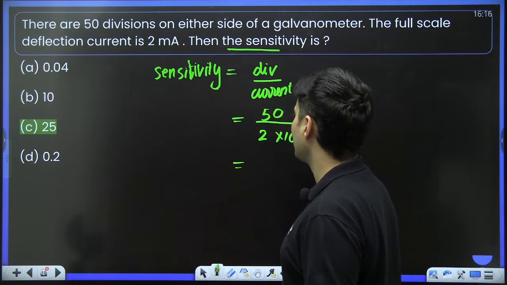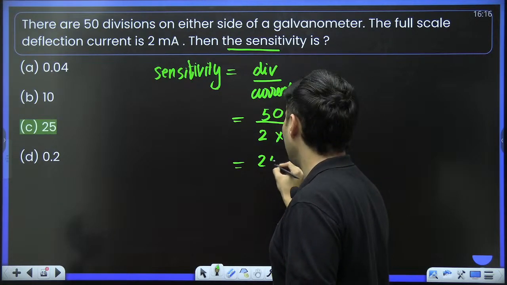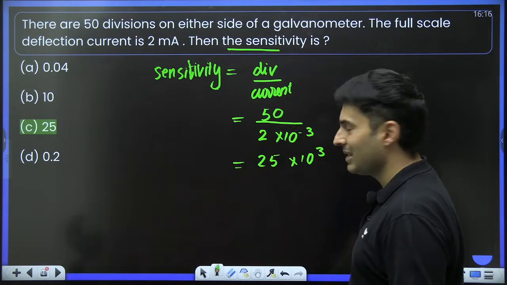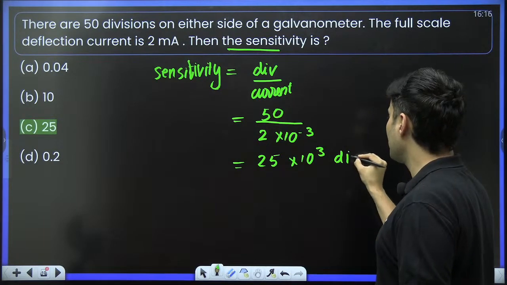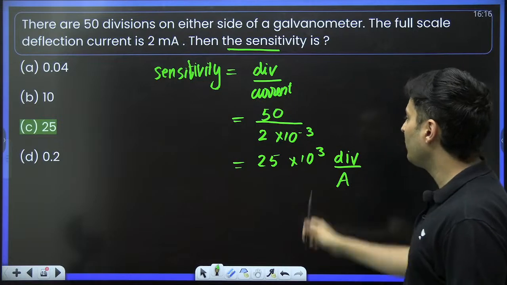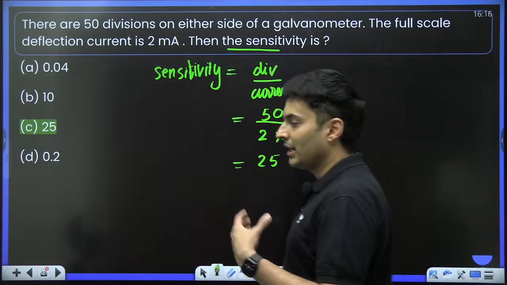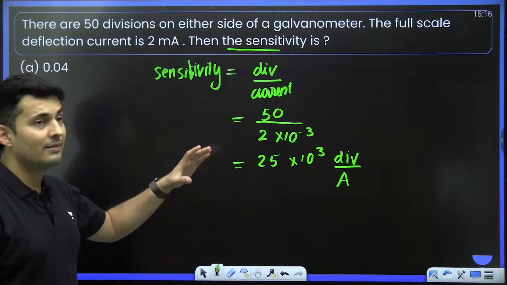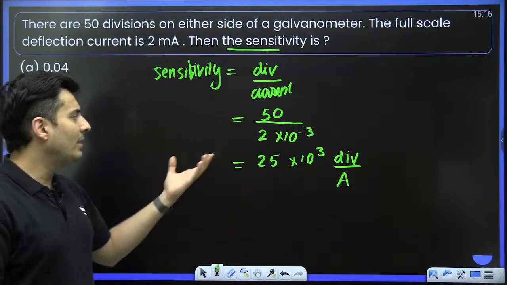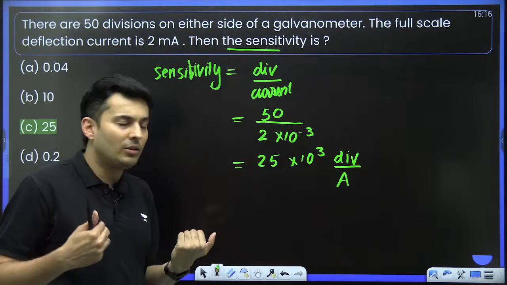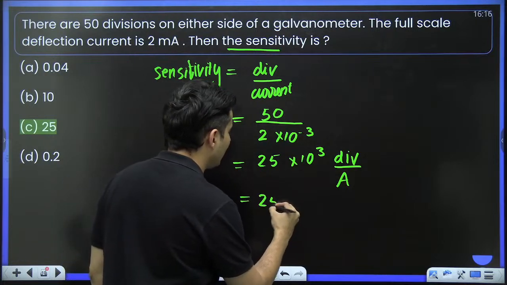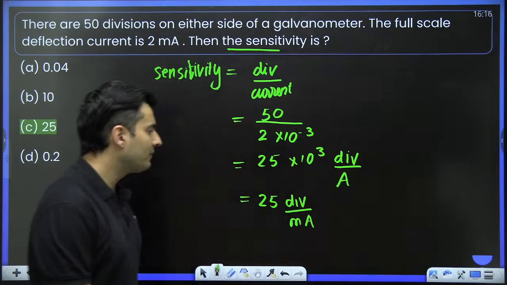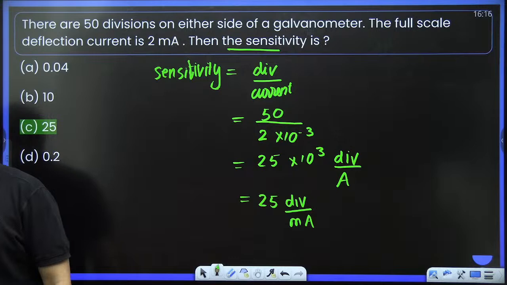So this is nothing but 50 by 2, which is 25, and this goes on the top into 10 to the power 3 basically. That many divisions per ampere. So per ampere there will be 25 into 10 to the power 3 divisions. But 1 milliampere is 1,000th of that. So can I say this will be nothing but 25 divisions per milliampere? 25 divisions per milliampere. Everybody with me?